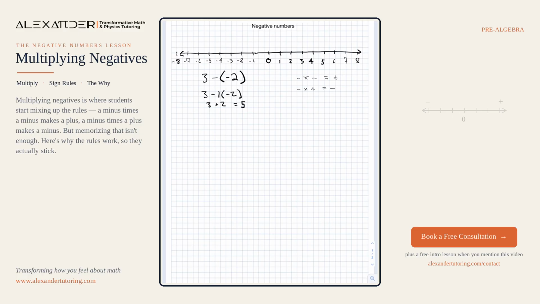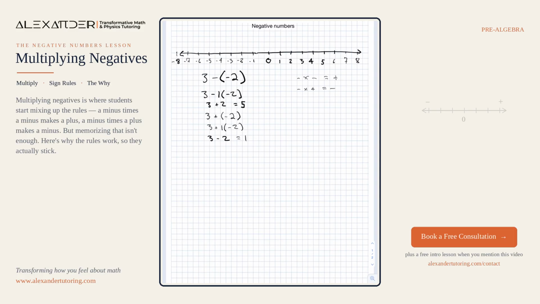The other case is a plus and a minus. What if we had 3 plus negative 2? Again, we can think of that as 3 plus 1 times negative 2. Same thing, right? Multiplying by 1 doesn't change anything. And PEMDAS says we do multiplication first, before addition and subtraction. So we have a positive 1 times a negative 2. A negative times a positive is a negative. So that becomes 3 minus 2, which we all know is 1.